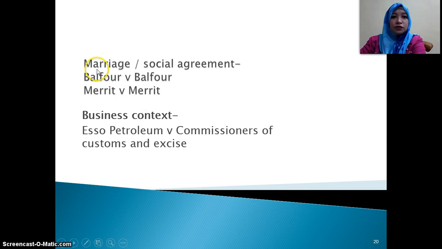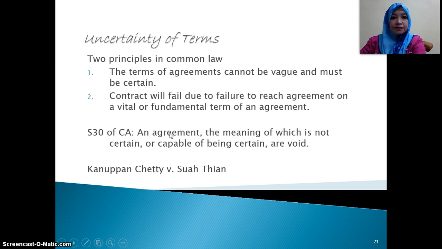Marriage: you can also refer to these two cases for the marriage or social agreement, and also for the business contract, you can refer to this example of a case.